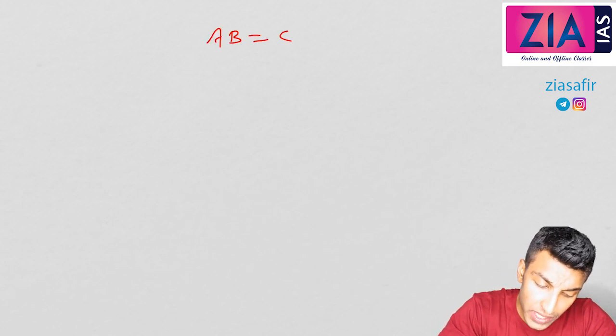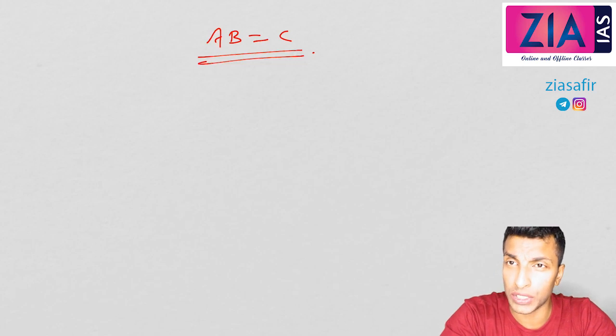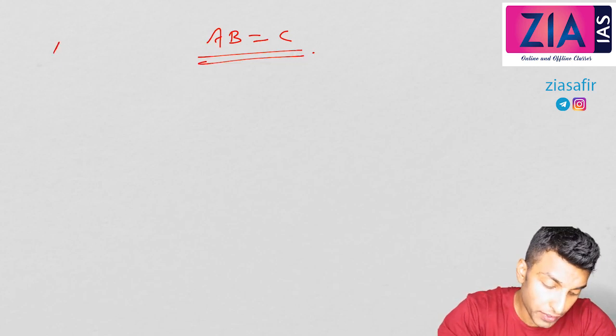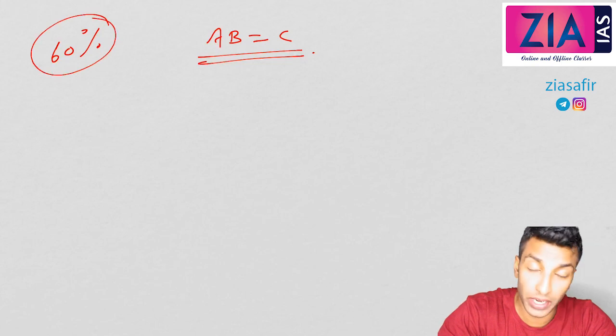Hello students, in this session we are going to learn a very important concept when it comes to quantitative aptitude. I call it the AB equal to C rule. Once you understand this concept, you can apply it across topics, and I can guarantee you, 60% of the aptitude questions you can connect to this.